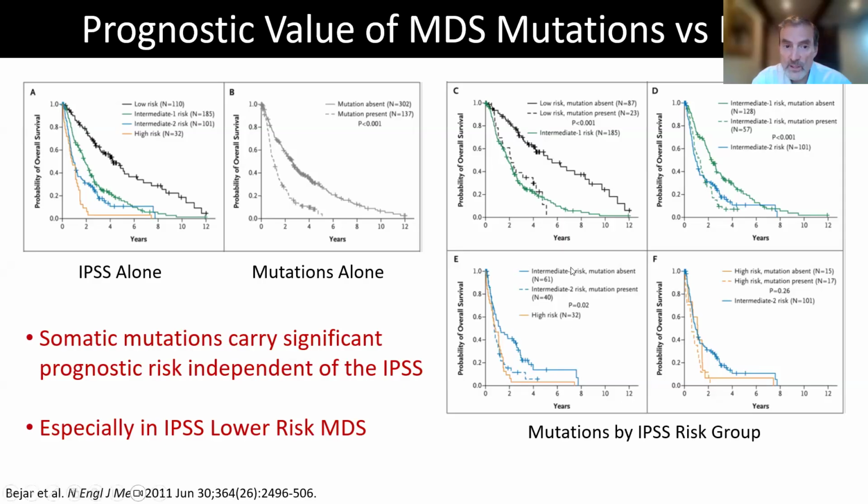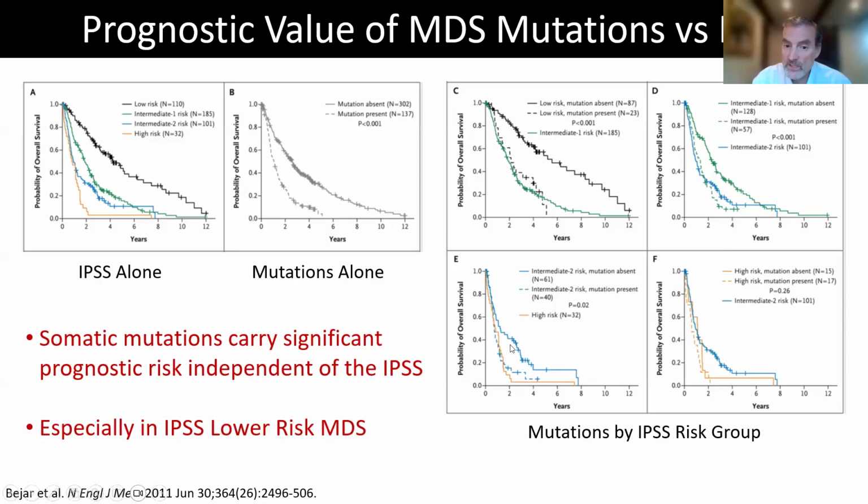So if we took patients who had, for example, lower risk disease and divided them into those that did have mutations, that was this dotted line here, their survival was not as good as patients who didn't have adverse mutations. And in fact, the low risk patients who did have mutations looked more like intermediate one risk patients. And if we repeated that exercise with intermediate one risk patients, the ones that did have mutations didn't live as long, and they looked a lot more like those patients that had intermediate two risk, essentially higher risk disease.